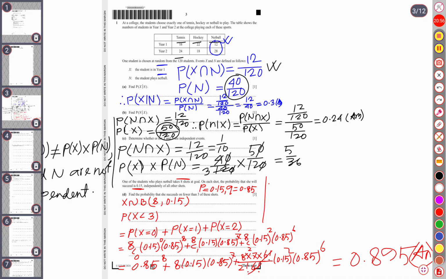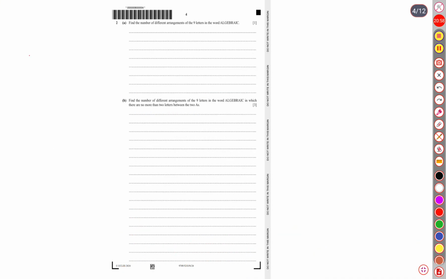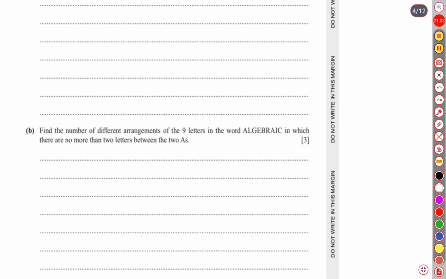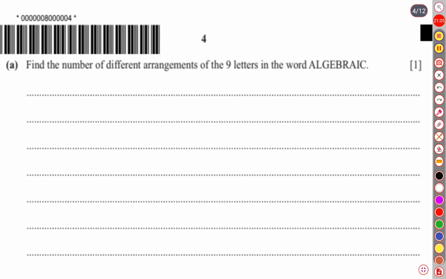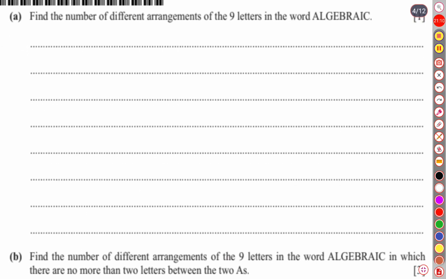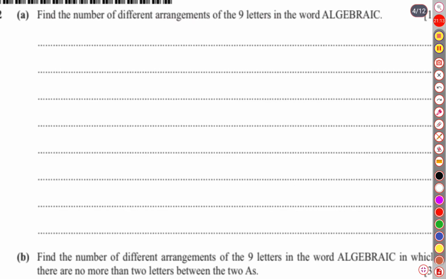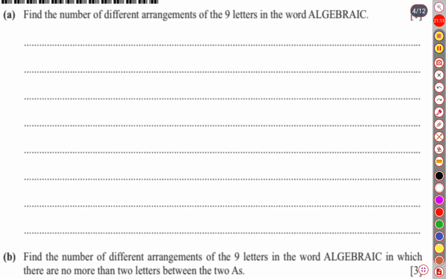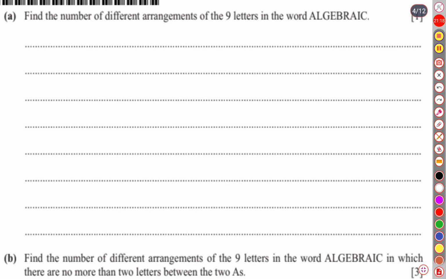Well, question number 2 is, find the number of different arrangements of the 9 letters in the word algebraic. Okay, so we know that whenever arrangement is the question, we apply the concept of permutation. So let us write number of arrangements.